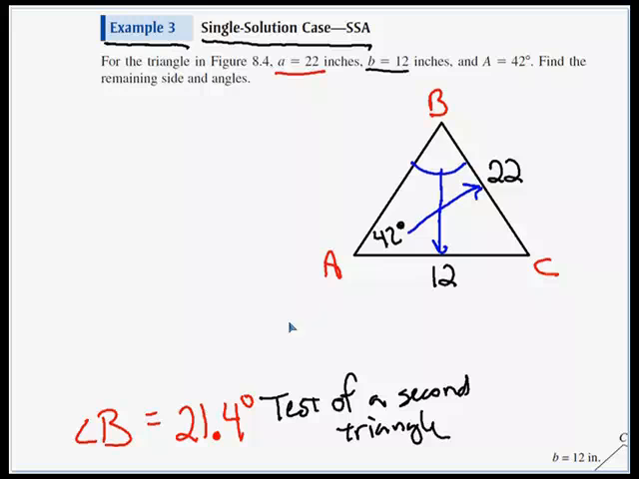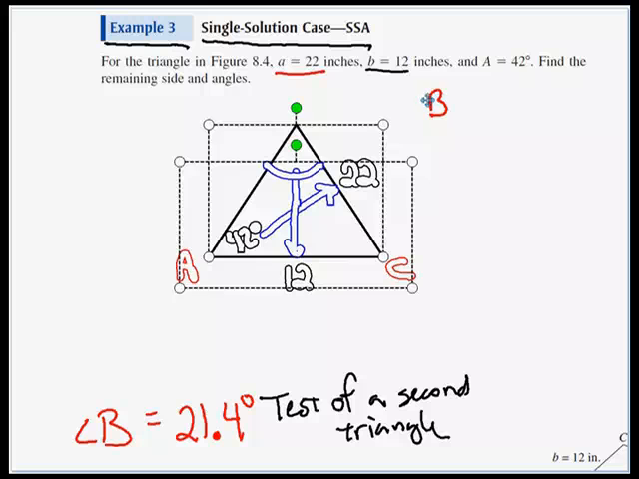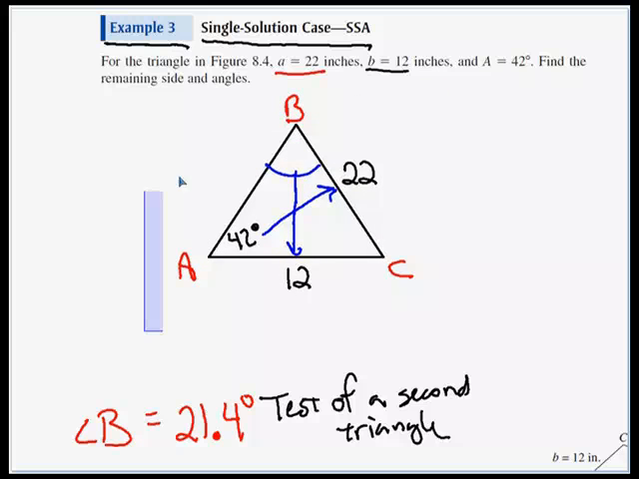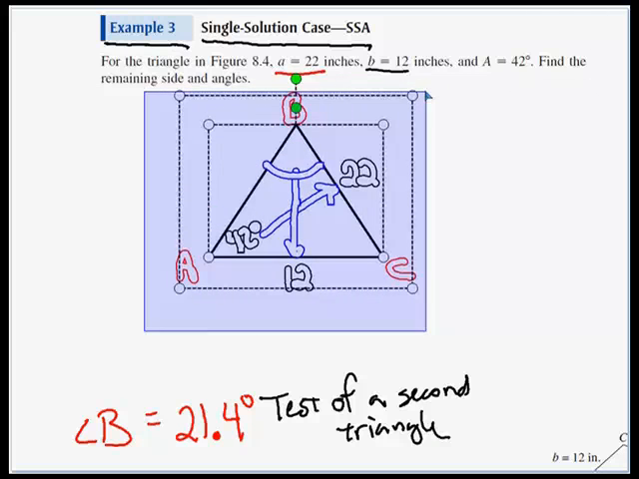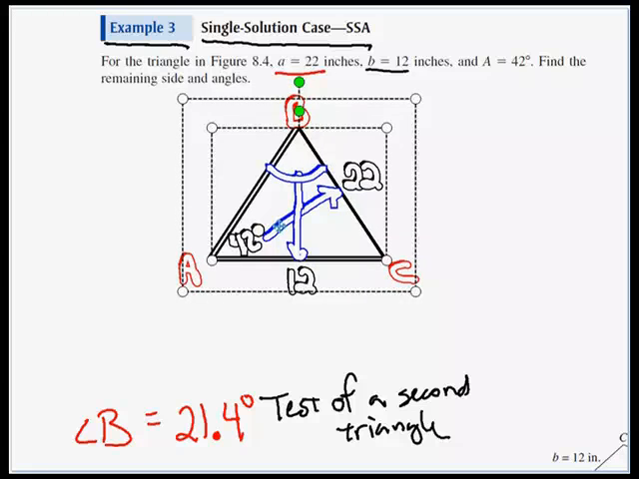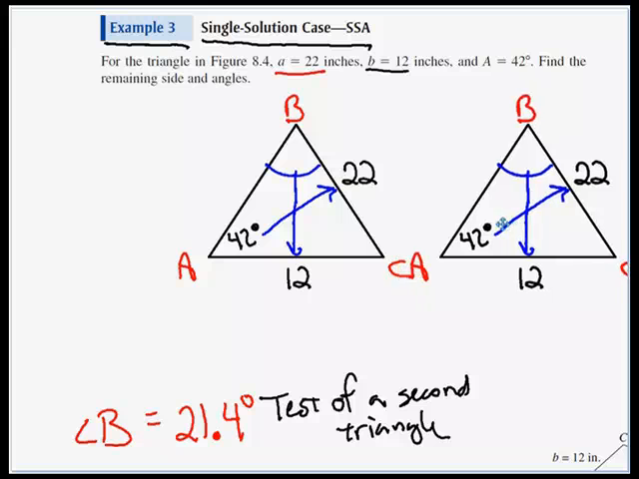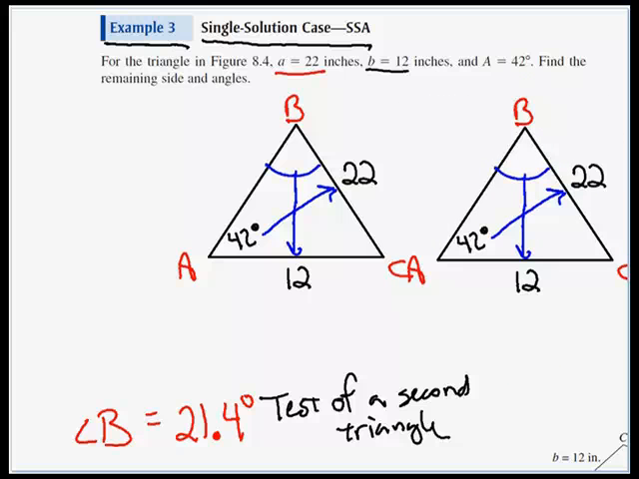And I should have done this from the start here. Oops. Lost my B. There could possibly be another triangle out there that has these same given conditions, but might have a different angle B. So I'm going to copy this triangle and paste it and move it over here. That's good enough, I guess. And we found angle B was 21.4.